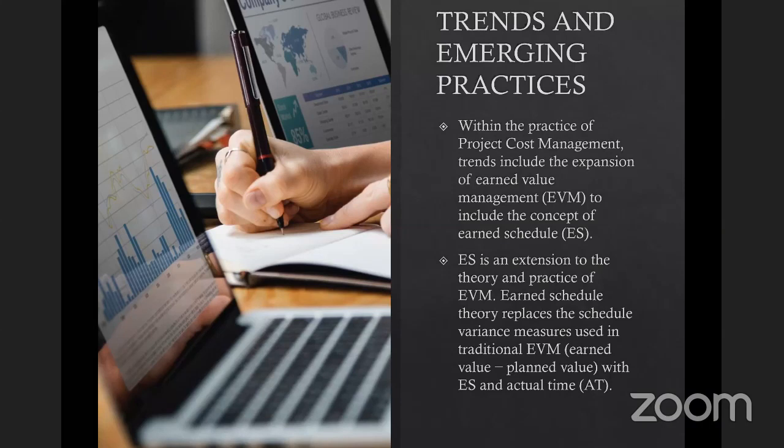Now, earned value management is where you measure what is earned, the value of what is earned in the project. Now, that has been expanded to include the concept of earned schedule, which is an extension of earned value management, and replaces the schedule variance measures used in traditional earned value management, which means you subtract planned value from earned value. That is what schedule variance means. Now, earned schedule theory replaces that of the normal schedule variance measure.